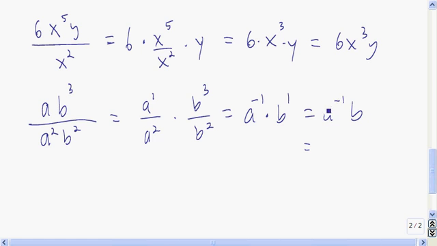All right, let's rewrite without negative exponents. So a to the negative 1 is 1 over a. So it's 1 over a times b. Well, that's the same thing as b over 1. So 1 times b over a times 1. So a b cubed over a squared b squared is simply equal to b divided by a.